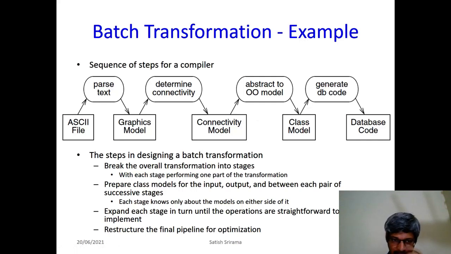Okay, but generally, what we should be seeing is that after a particular process in a particular stage, we are passing the text and generating this graphics model, and then we are determining the connectivity. In the next stage, that generates the connectivity model, and then you have to take that connectivity model from an abstract model and convert it to an OO model. That generates a class model for you. And then you have to generate the DB code, which generates the database code for you.